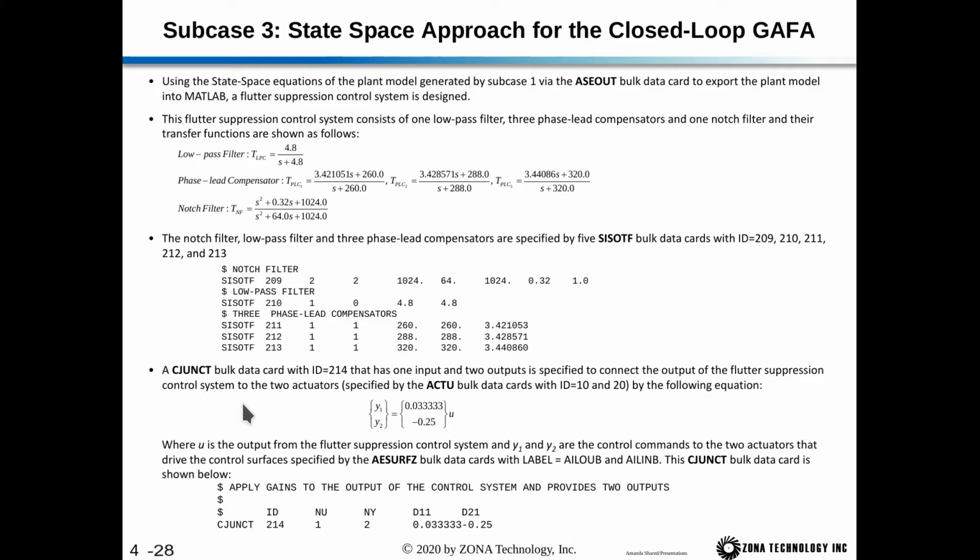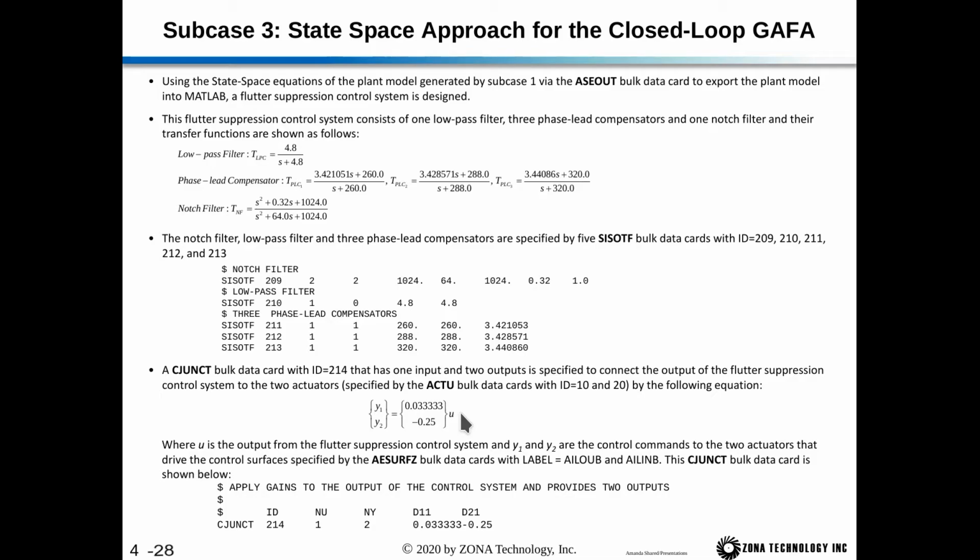Next, we have a CJUNCT card, which has 1 input and 2 outputs, which is used to connect the output of the flutter suppression control system to the 2 actuators. So note here that the sign feeding to the inboard and outboard actuators is opposite.